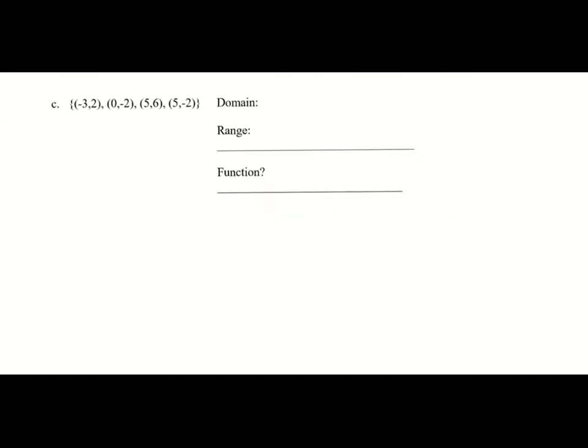All right, we're going to do one more here. So we're going to list again our domain: -3, 0, and then 5 is listed twice, so we're only going to write it once. Our range is 2, -2, 6, and then -2 is listed twice as well.